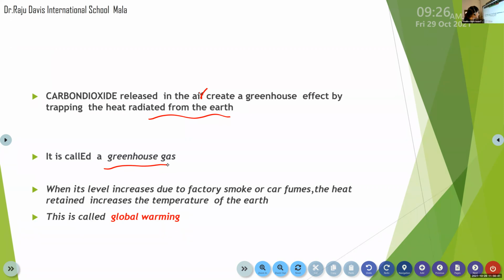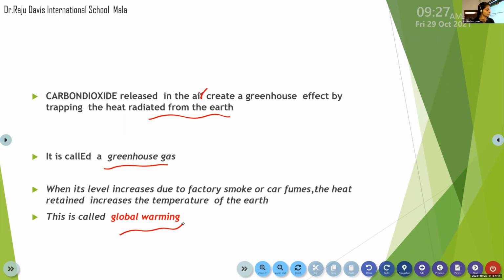Okay, it will be very high, so the temperature, that means the heat retained by carbon dioxide, will make the temperature of the earth become high. Okay, the temperature will increase. So that is known as global warming. This is the situation in which the temperature of the earth remains very high.